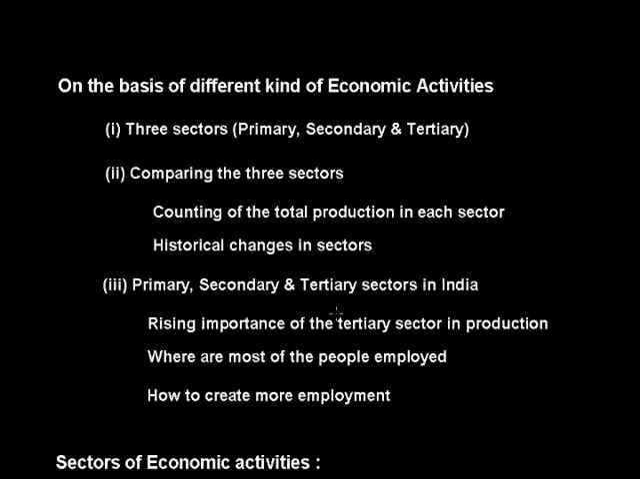On the basis of different kinds of economic activities, we have divided the sectors into three, that is primary, secondary and tertiary. That is the first thing which we will be discussing in this module. Then we are going to compare the three sectors. The comparison will be done according to two criteria. First one is the counting of the total production in each sector. This is often termed as GDP of the economy, gross domestic product. If you add all the three, that is going to give you the GDP of the country.